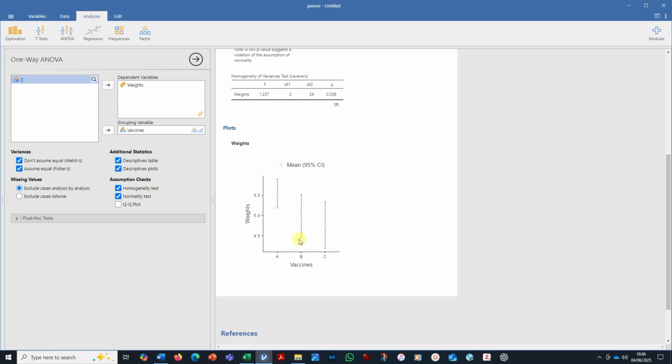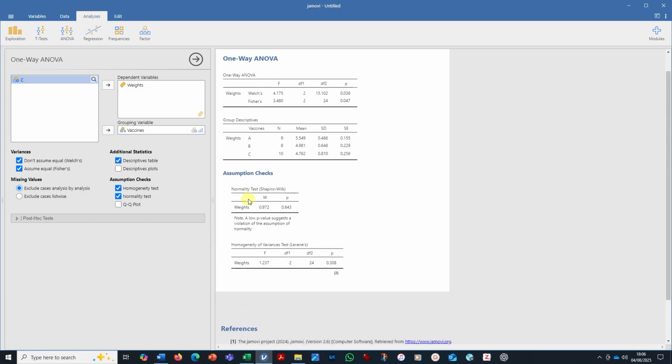We can do a better presentation using Excel than Jamovi can do with the data presentation. So we've got 3 vaccines, A, B and C, and with A, they grow fastest and they grow slowest on vaccine C, but we still don't know.